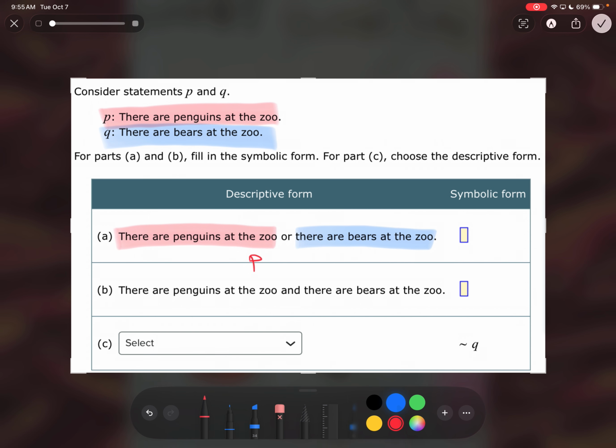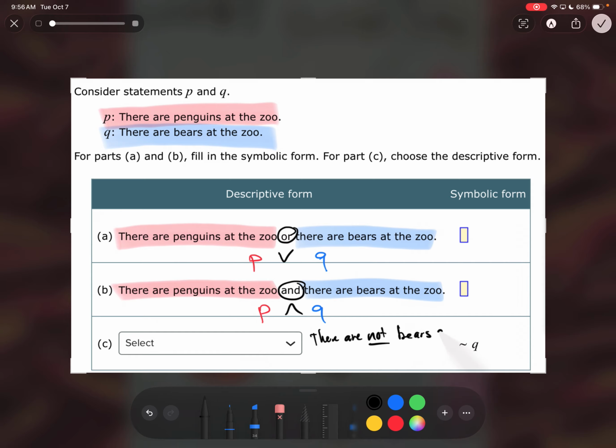So we have P and Q, but then you have the or, and for the or, we use this symbol right here. These should be pretty basic. There are penguins at the zoo, and there are bears at the zoo, and we have and, so it's the upside down one. So P and Q. This right here says not Q. So not Q would be something like, there are not bears at the zoo. It's going to put a not in there. It could also say things like, it is false that there are bears at the zoo. So anything that puts a not in that sentence.